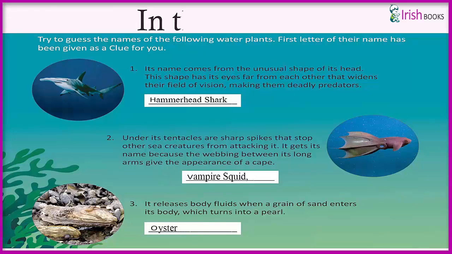In the oceans, try to guess the names of the following water animals. First letter of their name has been given as a clue for you. 1. Its name comes from the unusual shape of its head. This shape has its eyes far from each other that widens their field of vision, making them deadly predators.